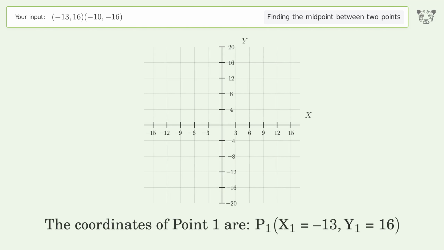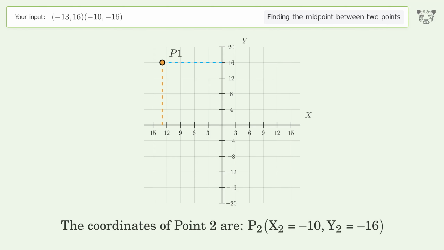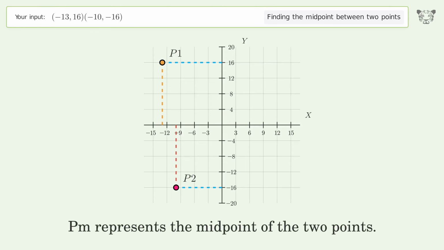The coordinates of point 1 are x1 equals negative 13, y1 equals 16. The coordinates of point 2 are x2 equals negative 10, y2 equals negative 16. PM represents the midpoint of the 2 points.